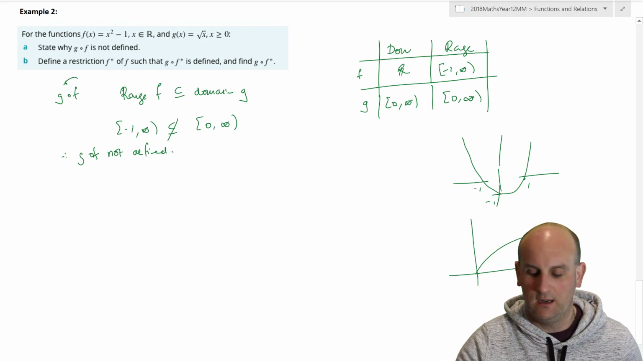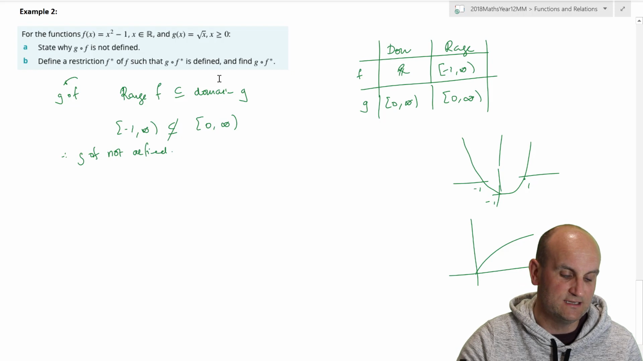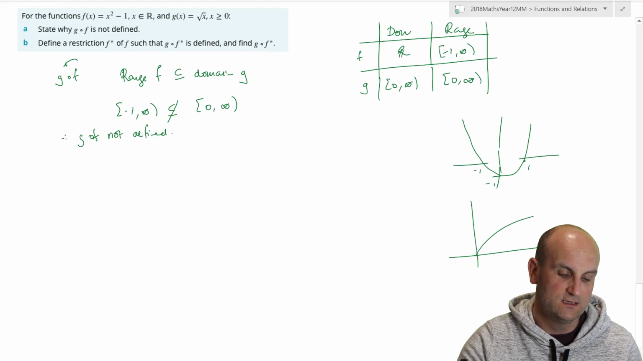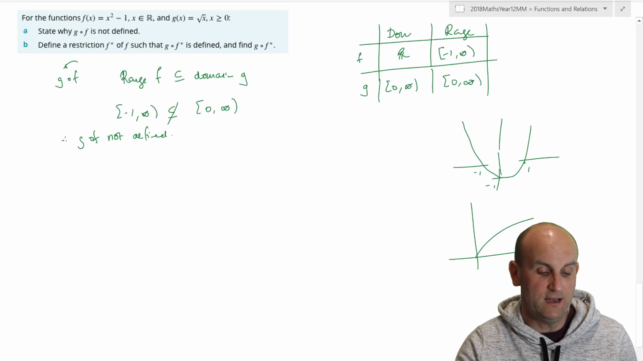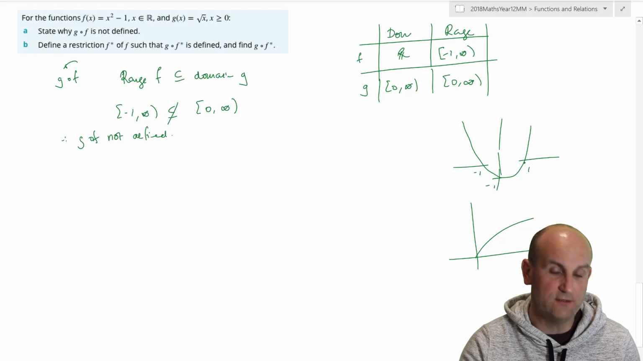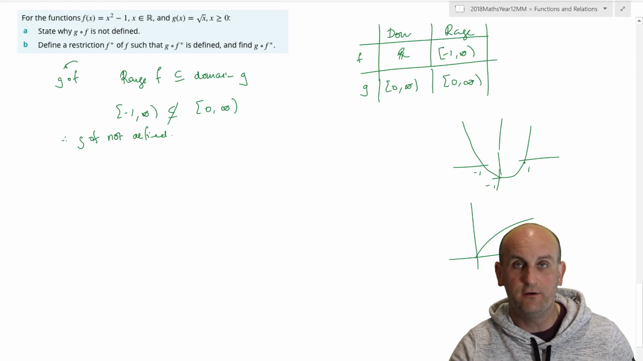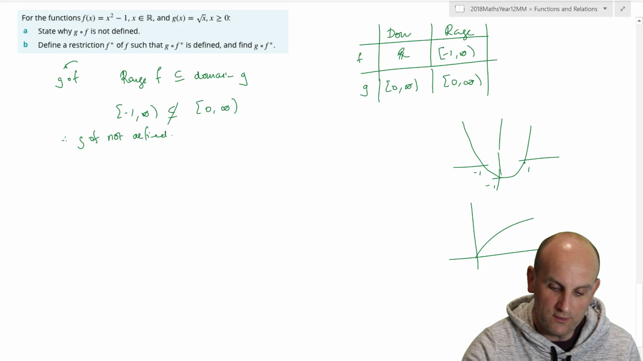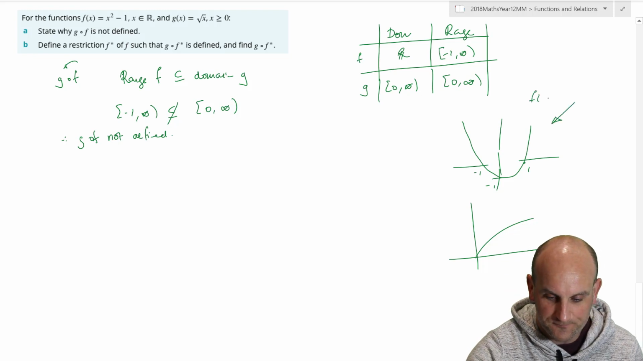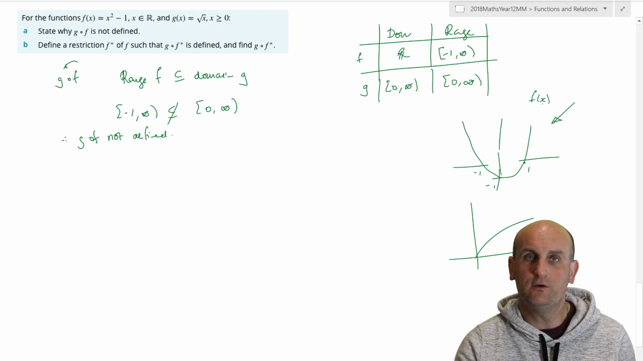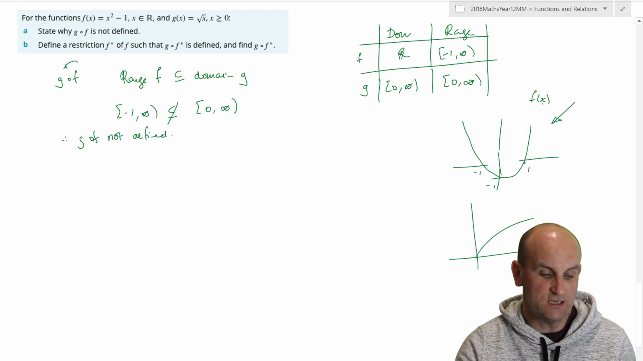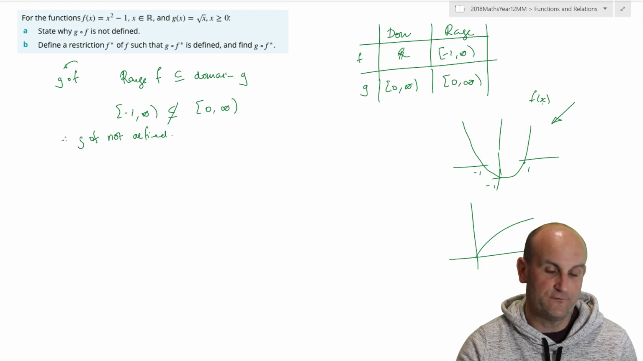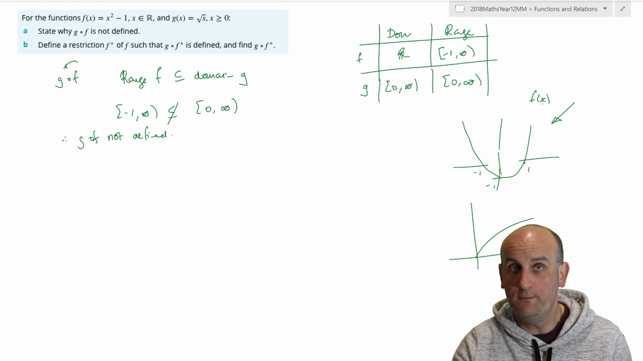Right, okay, so now they're going to ramp up the pressure a little bit. They're going to say, define a restriction f star of f. So what they're now saying is we're going to restrict that original function. So we're going to look at this function here, because this was f of x. And we're going to say, how can we restrict that function such that g of f star will be defined?